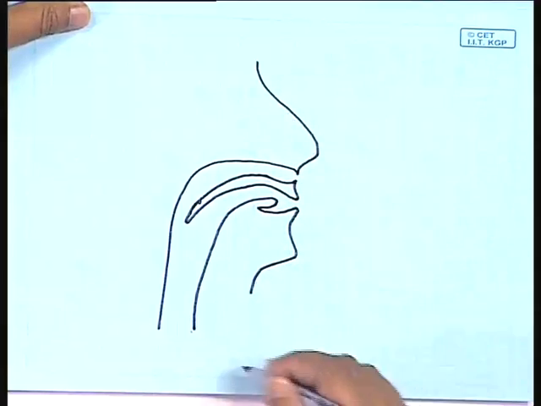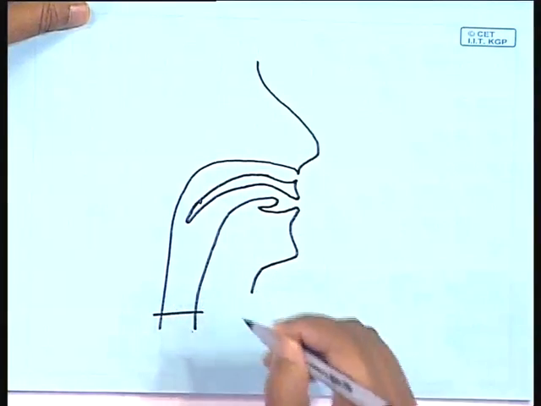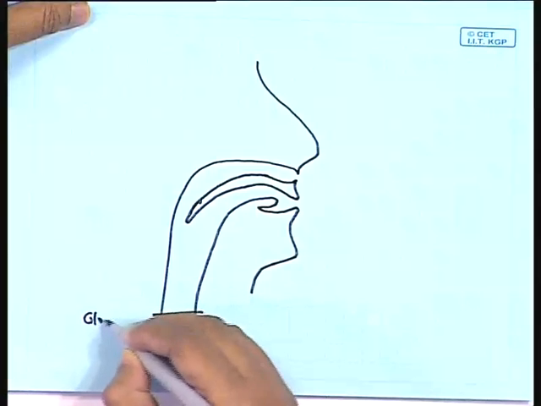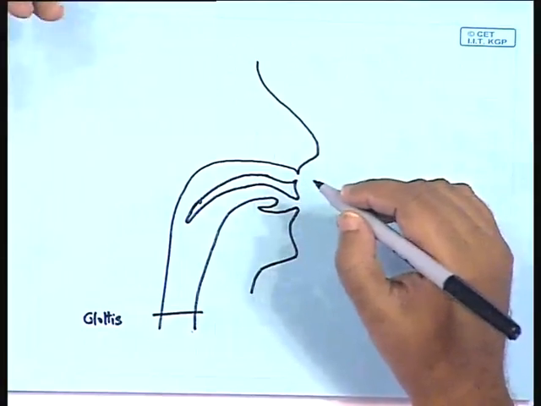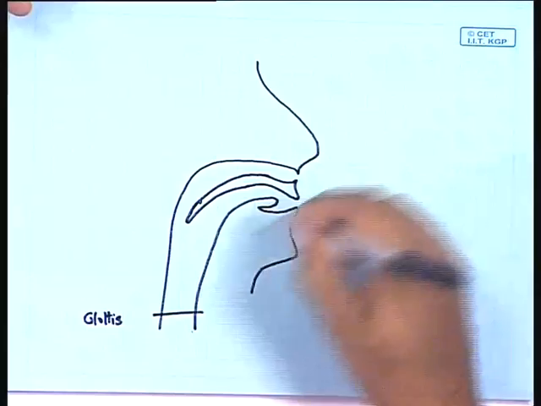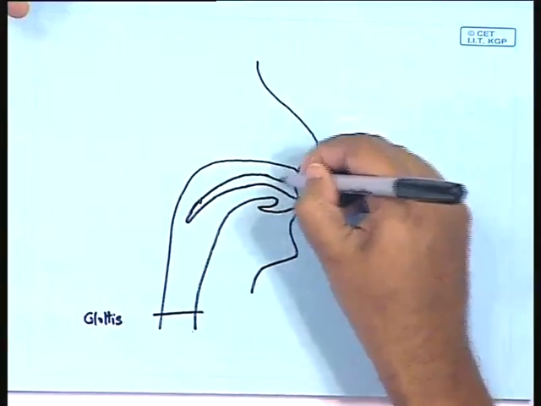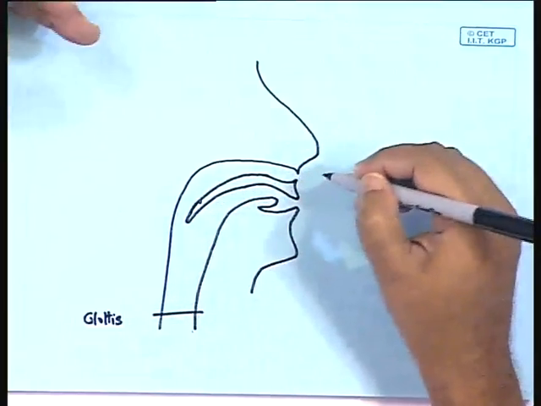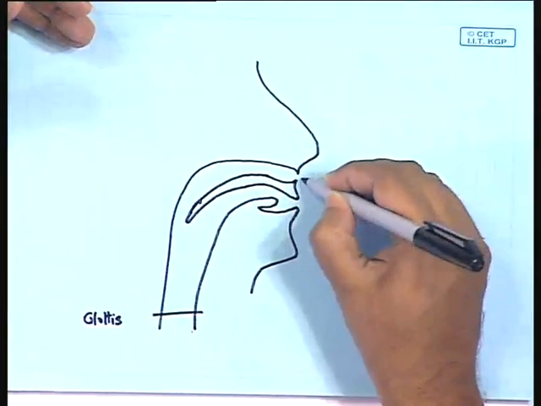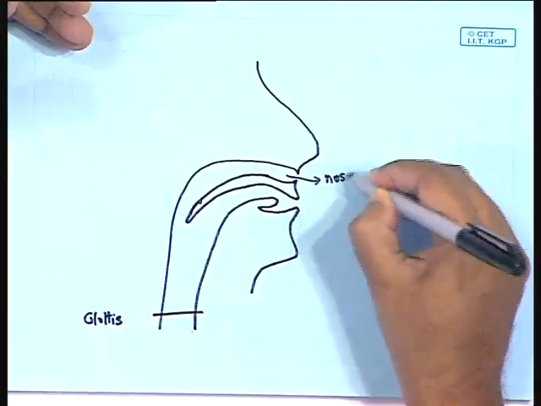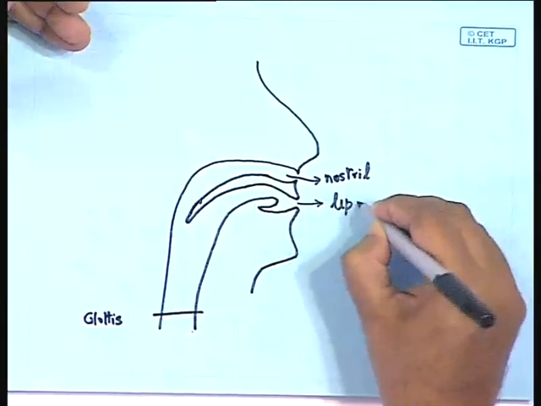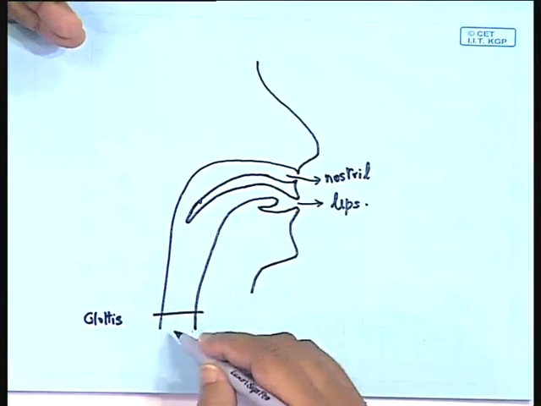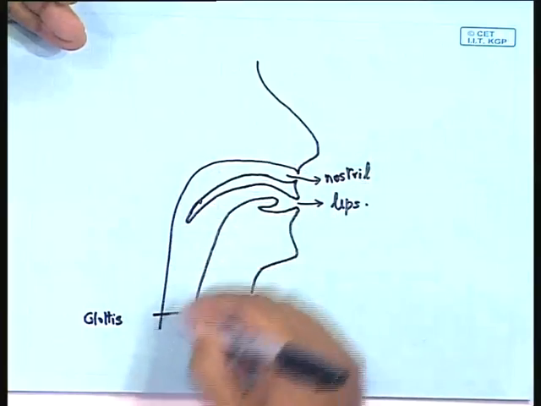So, this is the kind of physiology that we are talking about. Now, here we have the glottis. Glottis is basically the opening of the human vocal tract. So, this whole thing what we have drawn like this, you can see that there is a cavity. In fact, there are two openings through this cavity. One is the nostril and the other is lips, and this entire thing forms the vocal tract.